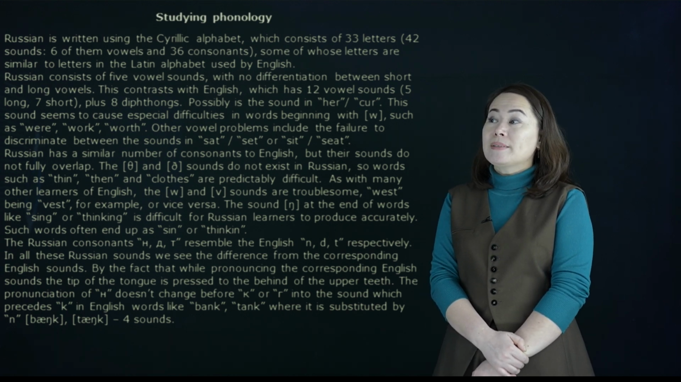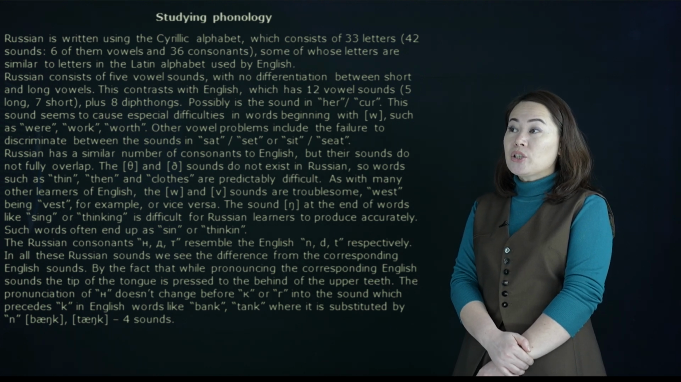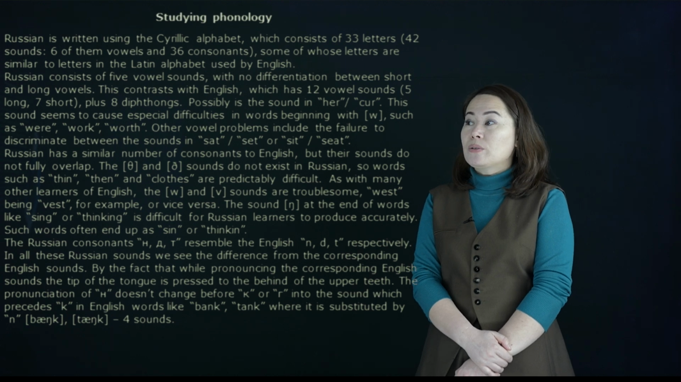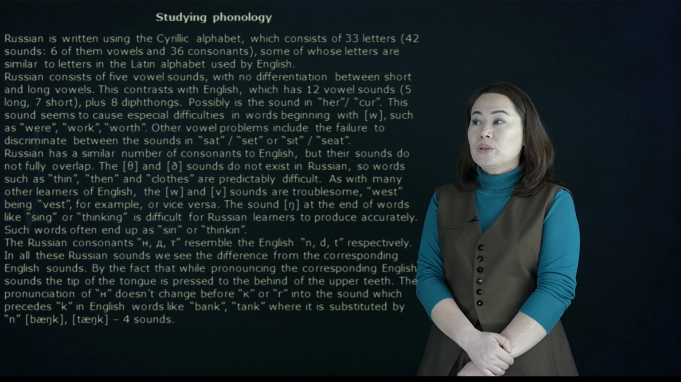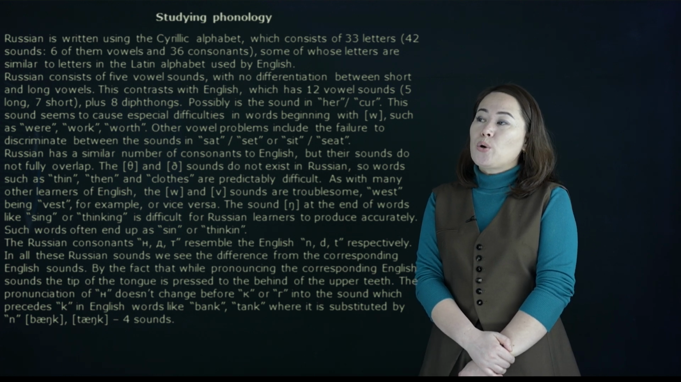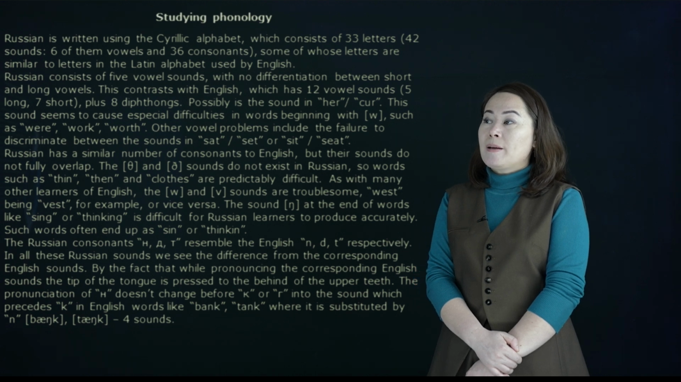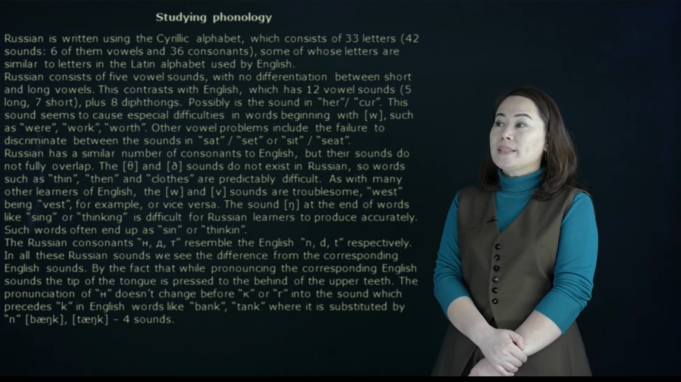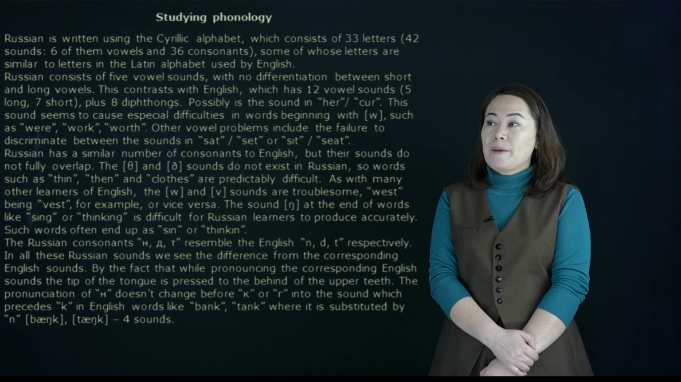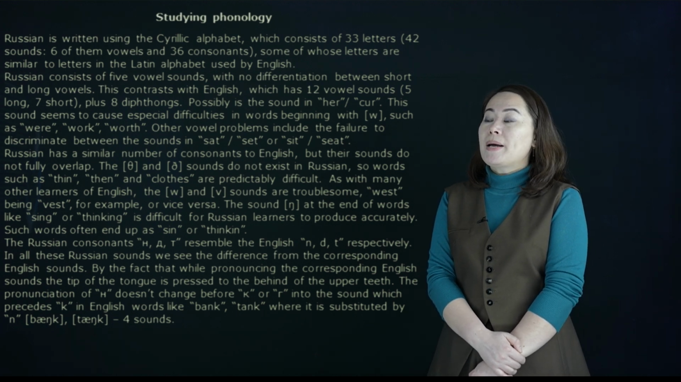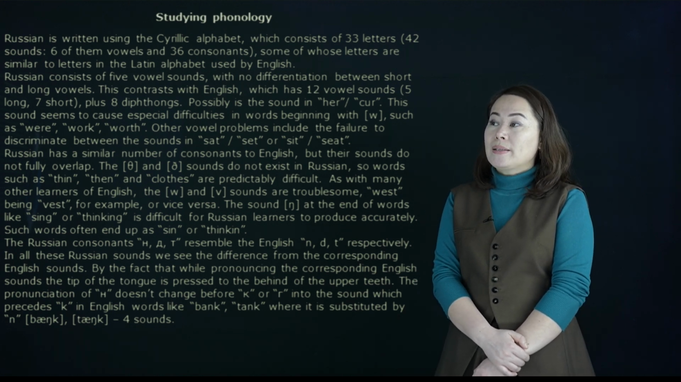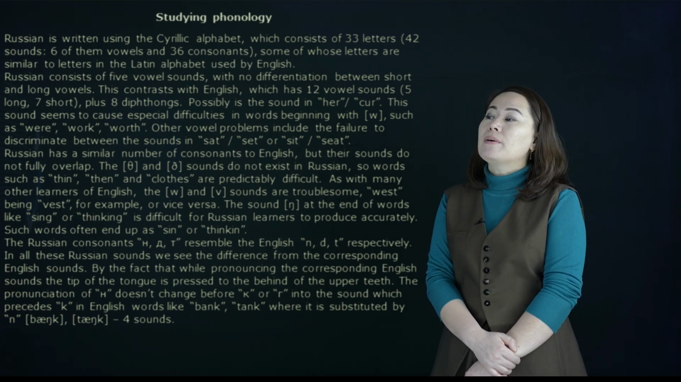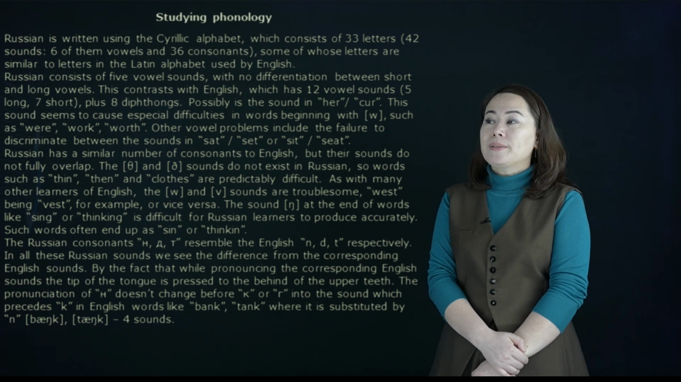Russian has a similar number of consonants to English, but the sounds do not fully overlap. The th sounds do not exist in Russian, so words such as thing, then, and clothes are predictably difficult. As with many other learners of English, the w and the v sounds are troublesome, west being vest, for example, or vice versa.